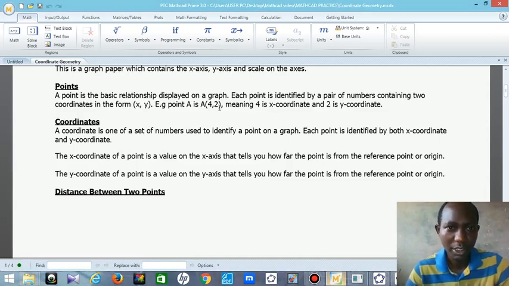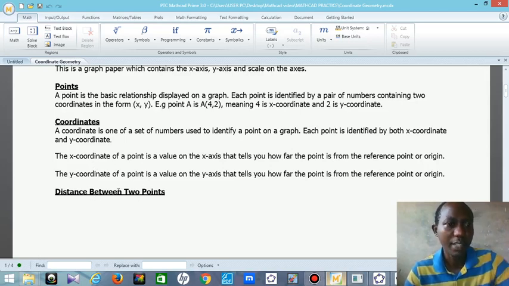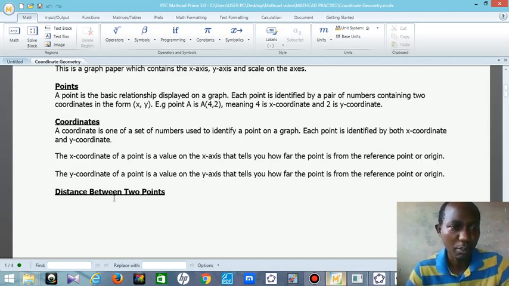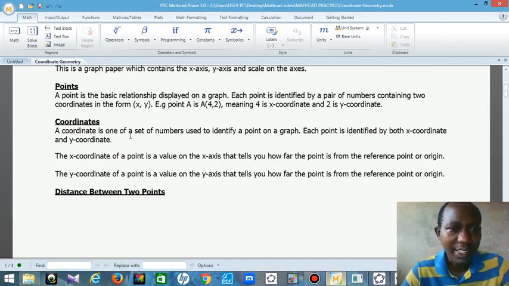Before I demonstrate this on a graph, let me explain what coordinate means before we go to the major target for today's class, which is distance between 2 points. We say a coordinate is one of a set of numbers used to identify a point on a graph. That's why I said each point is identified by a pair of numbers containing 2 coordinates. So you must have 2 coordinates to identify a point.